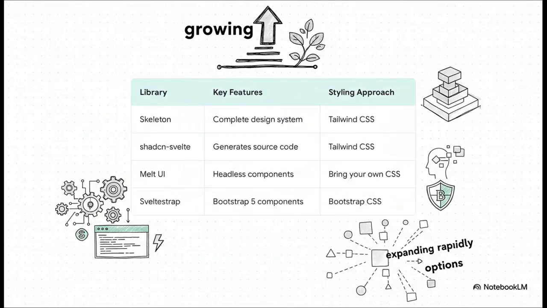You've got options for pretty much any approach you want to take. There's Skeleton, which is a complete, ready-to-go design system. You have Shadcn Svelte, which has this unique method of generating code right into your project. Or if you want total freedom, you can use a headless library like Melt UI, which gives you all the function with none of the styling. Heck, you can even use an old favorite with Sveltestrap. The choices are expanding fast.